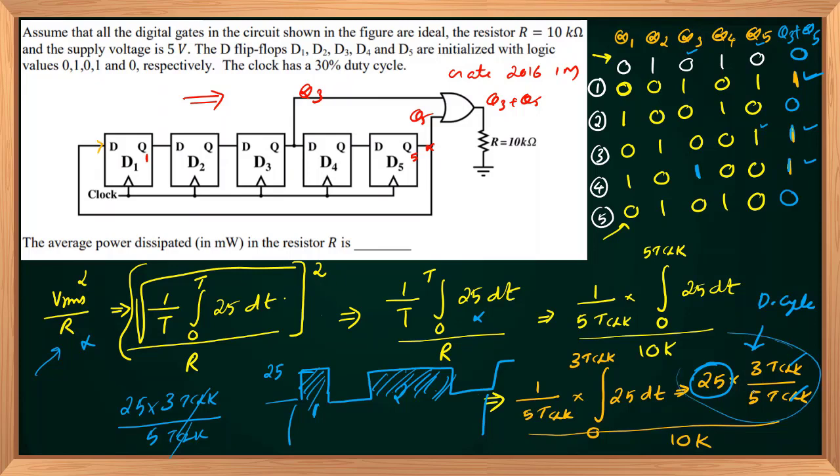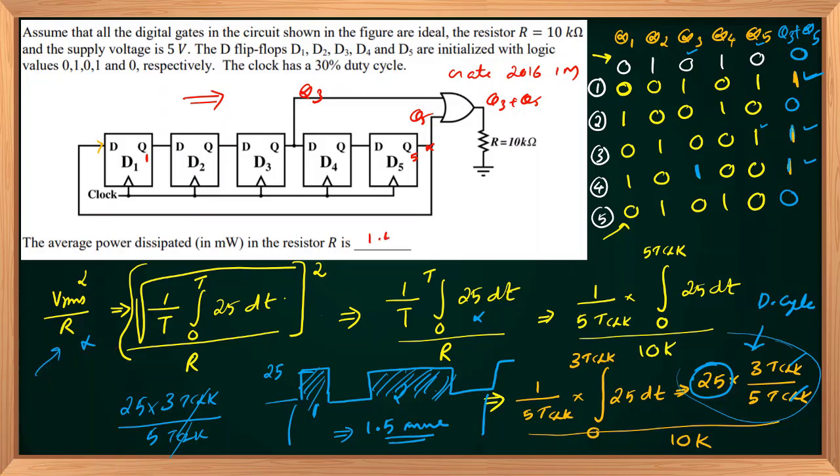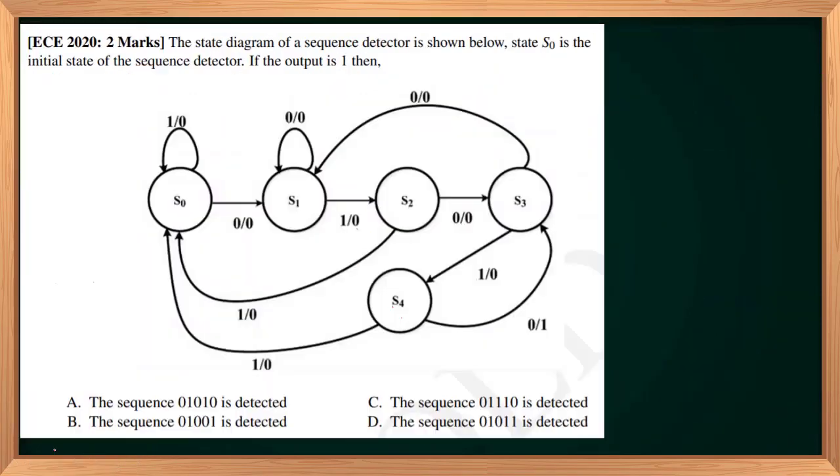So anyway, it is 25 multiplied by 3 by 5 divided by 10k. That will come as 3 multiplied by 5 divided by 10k. That will come as 1.5 milliwatts. So right answer is 1.5 in milliwatts. The question appeared for GATE EC 2022, 2 marks.